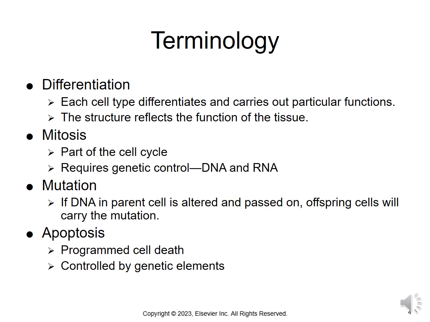During its lifespan, each cell will follow the basic cell cycle of growth and reproduction, or mitosis. Genetic control over growth and reproduction is exerted through DNA, and the daughter cells are identical to the parent cell. If the DNA is altered in the parent cell, the mutation is passed on to the daughter cells.